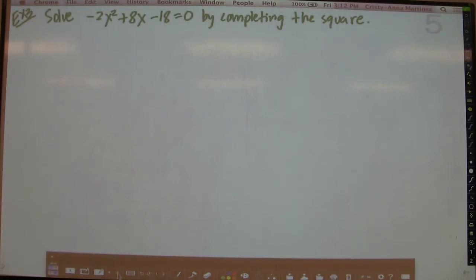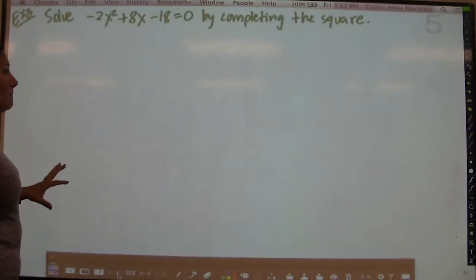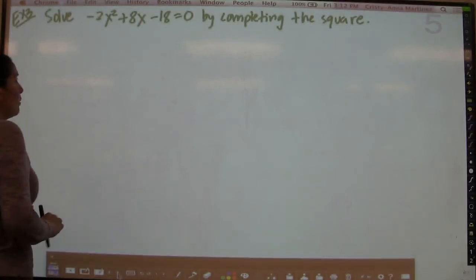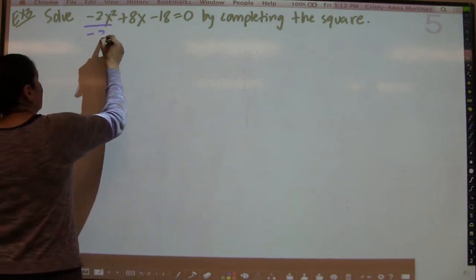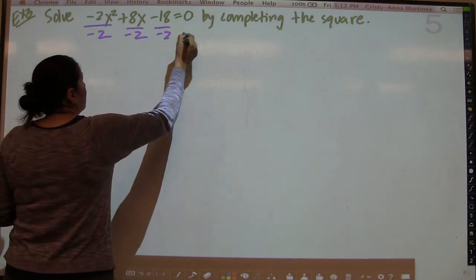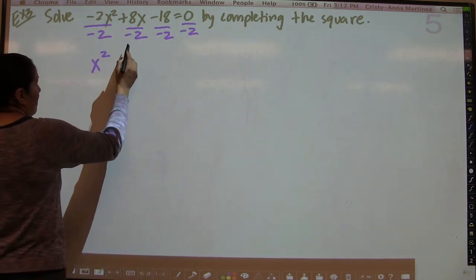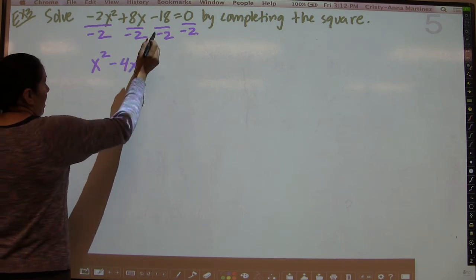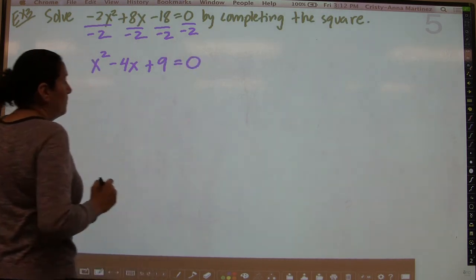So example 3 is a scenario where we're still completing the square, but now there is a coefficient of x squared that is not 1. Our previous examples had 1x squared in front of them. So that's not a huge deal. It just means that we want to divide by negative 2 first before we do anything else. So we're going to divide everything by negative 2. When I do that, I'm going to get x squared. 8 divided by negative 2 is going to be negative 4x. Negative 18 divided by negative 2 is going to be positive 9 equal to 0.